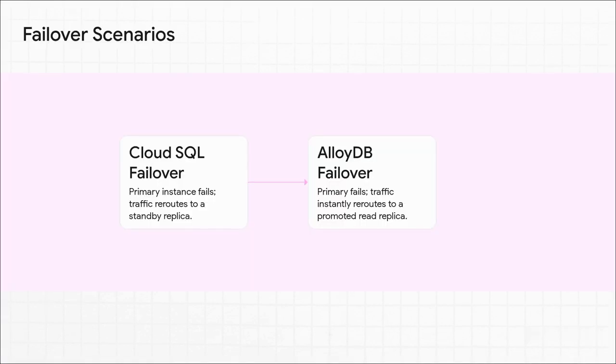Okay, let's walk through a real-world SaaS example. Imagine your main database instance goes down. With Cloud SQL, the system sees this and reroutes all the traffic to a standby replica. It's robust, it's reliable, it works. But with AlloyDB, because that storage is separate and shared by all the instances, the failover is almost instantaneous. One of the existing read replicas can get promoted to be the new primary in just a few seconds, which is absolutely critical for those mission-critical apps where any downtime costs you money.